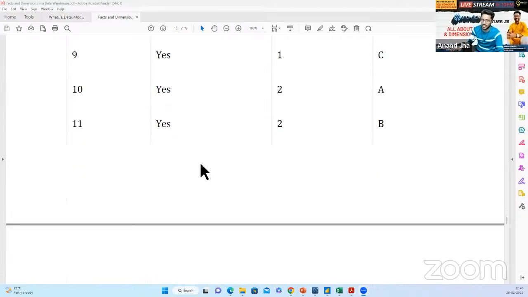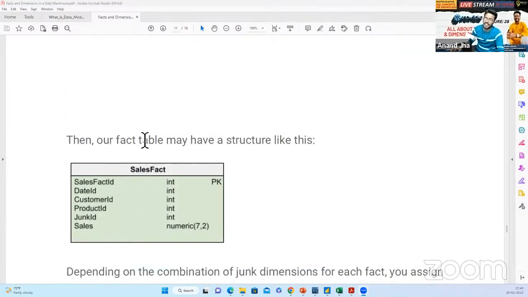So this is the table I'm having, suppose. Then our fact table may have a structure like this: sales fact ID, date ID, customer ID. Just we need a junk ID.